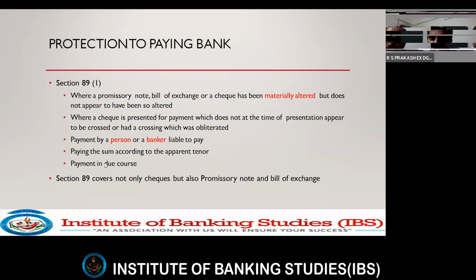But the payer is liable to pay, paying the sum according to the apparent tenor. If you take care of these three things, Section 31, I am liable to pay. Section 85, I am paying according to the apparent tenor, in good faith, without negligence, and in due course, I am protected. See, so much protection is available, but unfortunately, we bankers think that we are left in the lurch and we don't have any protection. But if you act in good faith and without negligence, honestly, there is a saying in Sanskrit, dharmo rakshati rakshitaha. To protect dharma, sir, in payment in due course, we are paying the customer with good faith and apparent tenor like that.